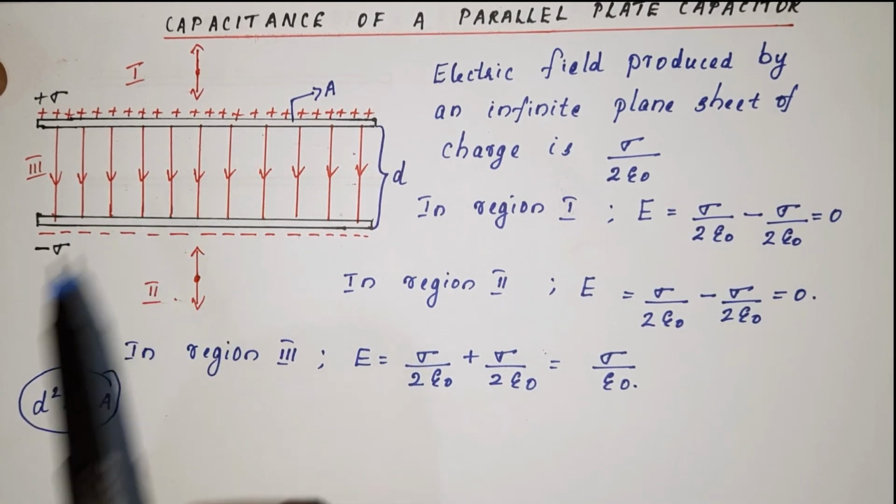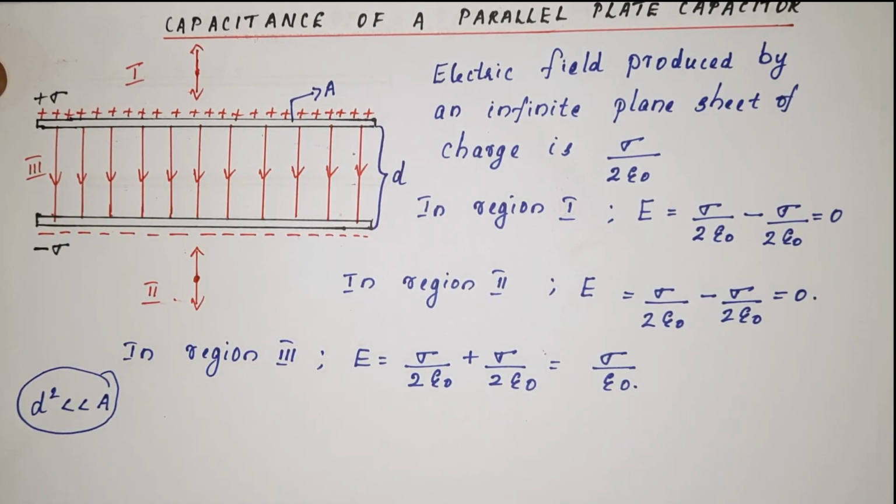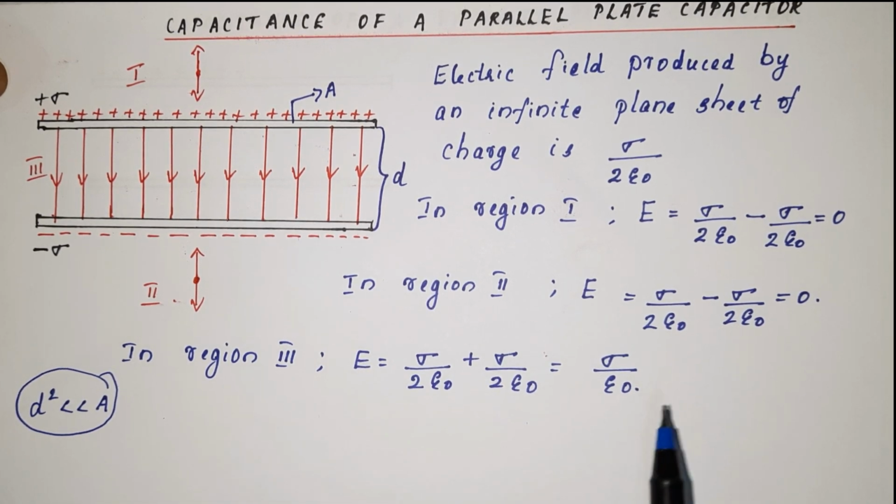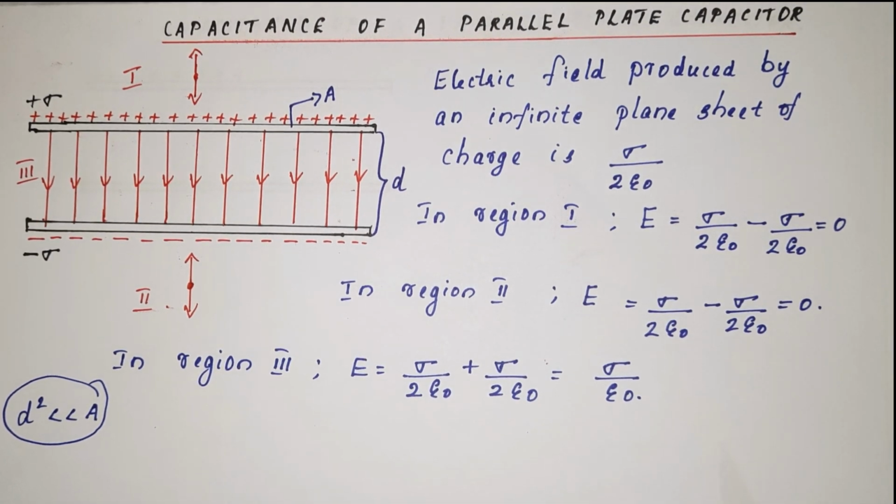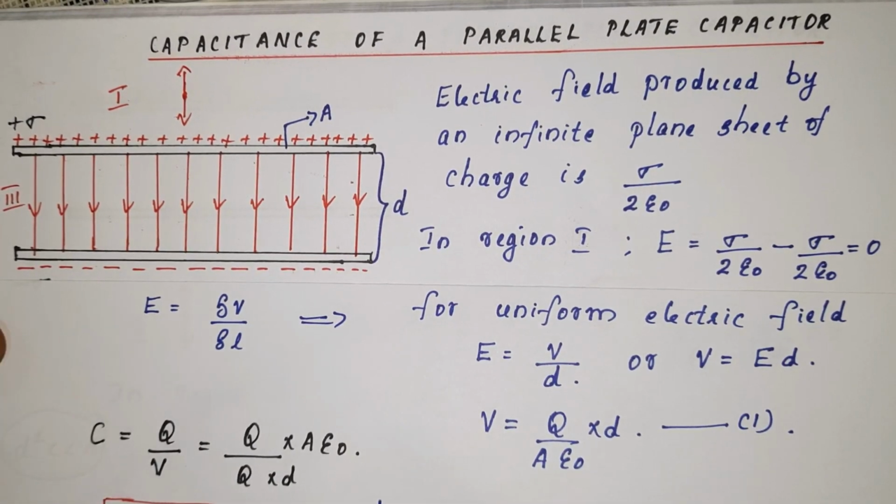So this diagram shows the electric field due to the two charged sheets. So this condition, don't forget. Now we have the expression for the electric field between the two plates. Now we find the capacitance.